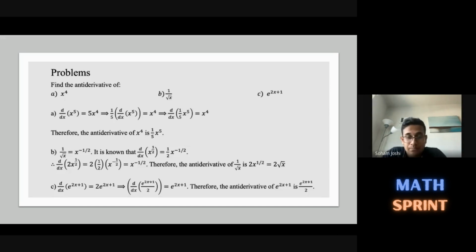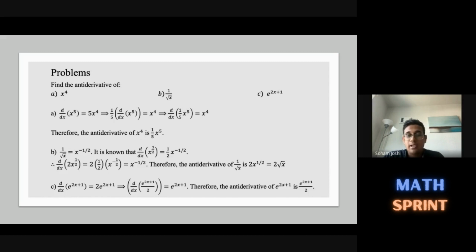Okay, so part B. The antiderivative of 1 by root x is 2x to the power of 1 by 2, which is 2 root x. So if you think about it, when we differentiate 2 root x, we obtain 1 by root x. And if we perform anti-differentiation on 1 by root x, we obtain 2 root x.